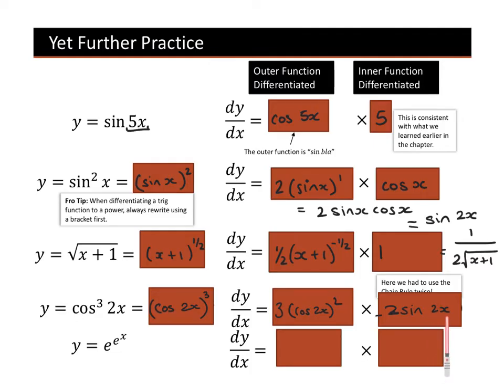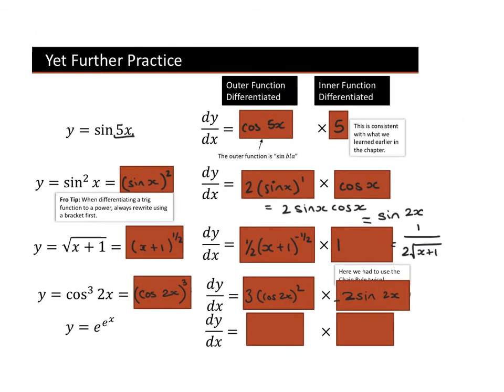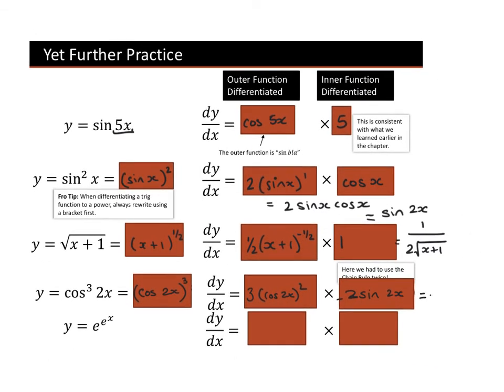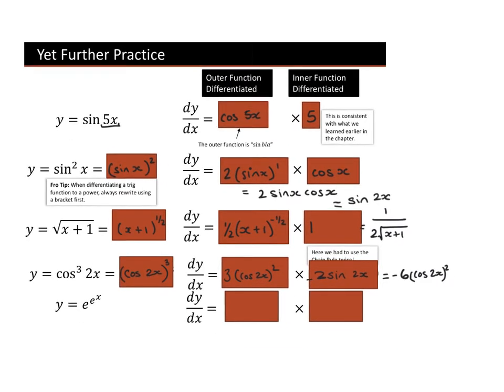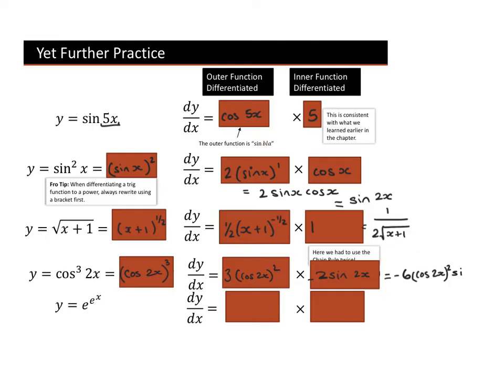So if we're going to rewrite this, 3 times minus 2, minus 6 cos of 2x squared sine of 2x. Now, we could use the double angle formula if we needed to, but for now, we'll just write it down. Okay, and then y equals e to the power of e to the x.